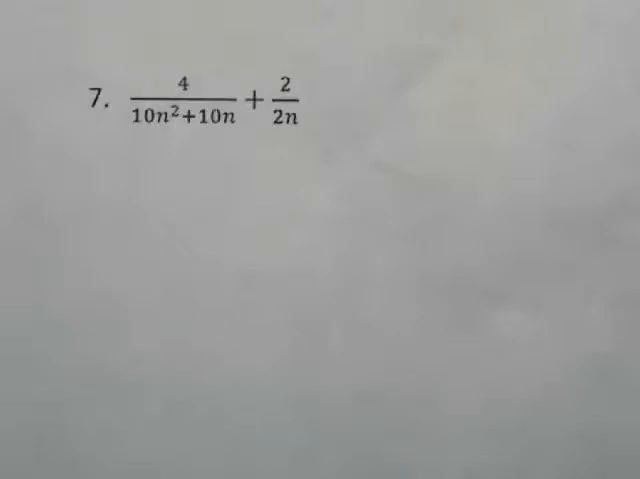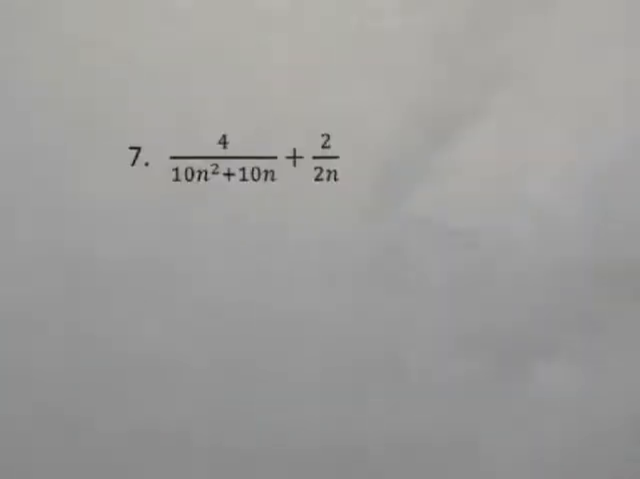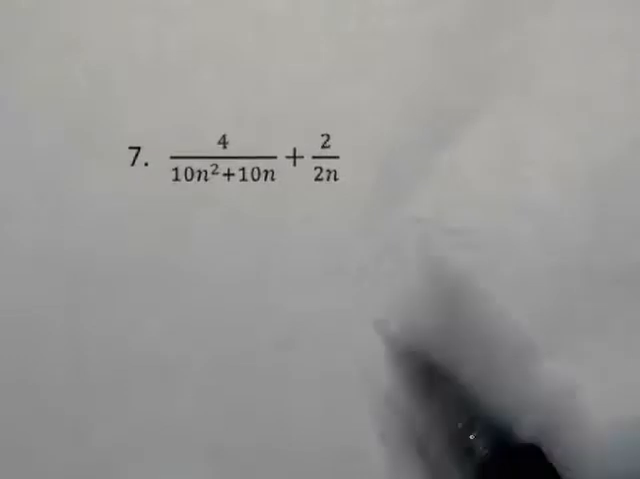All right. If you look at 7, how do you deconstruct the left denominator?